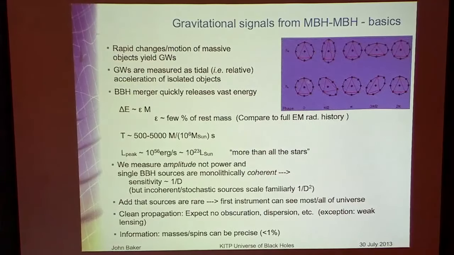And then at the peak, the luminosity, the total energy per second, is probably the greatest luminosity of any astronomical event, on the order of 10 to the 56 ergs per second, 10 to the 23 solar luminosities, and thereby more energy than all of the stars and all of the galaxies. It's pretty short, depending on the mass of the system. For 10 to the 6 solar masses, this is minutes. Okay, that's your 500 to 5,000.